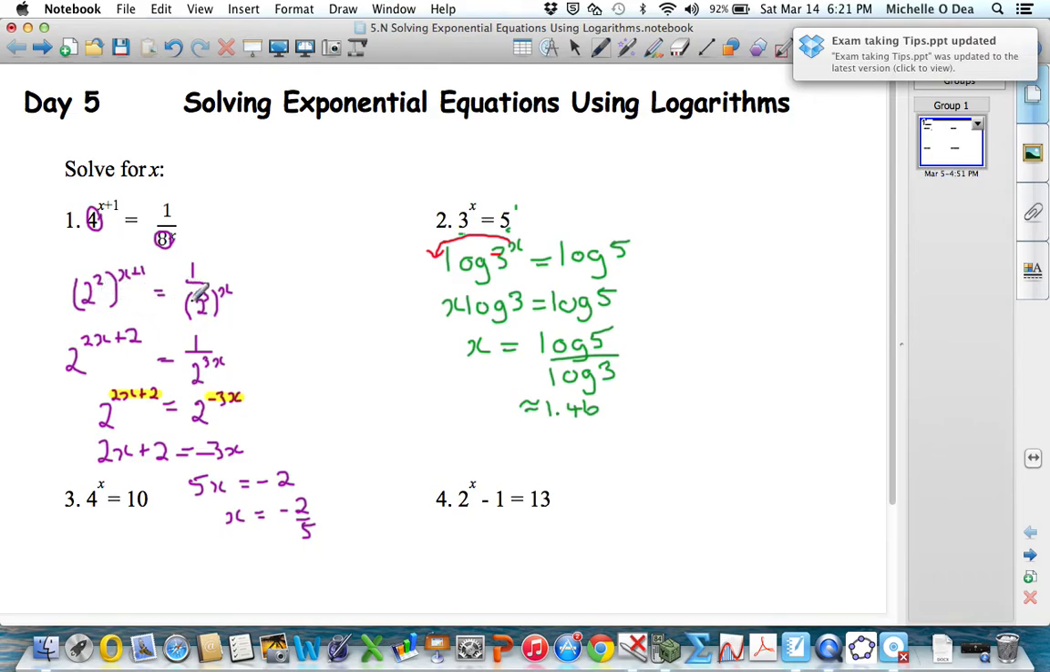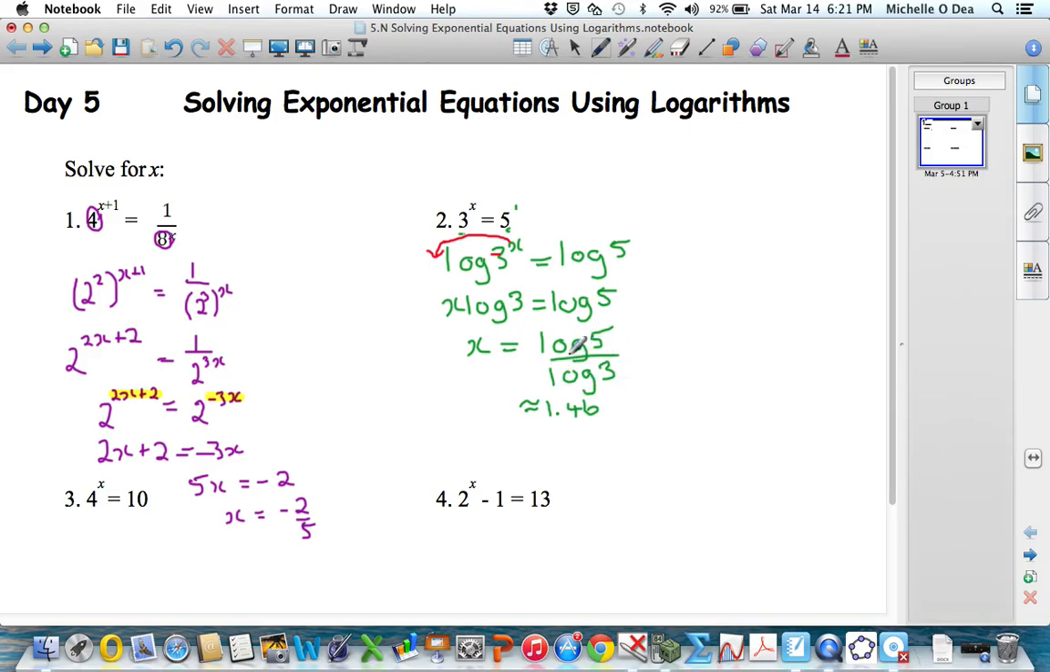See if you can make the bases the same. Particularly if you're not allowed to use a calculator, then you're probably going to have to use this technique, unless you leave this in exact form, of course. You're not expected to know what log 5 divided by log 3 is off by heart.